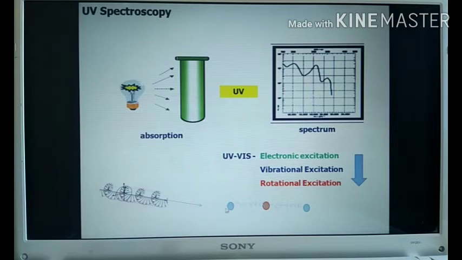Okay, and this atom, which requires very little energy for rotational excitation, rotates about its own axis, so it has rotational excitation. So therefore when a molecule is irradiated with electromagnetic radiation, it undergoes electronic excitation.